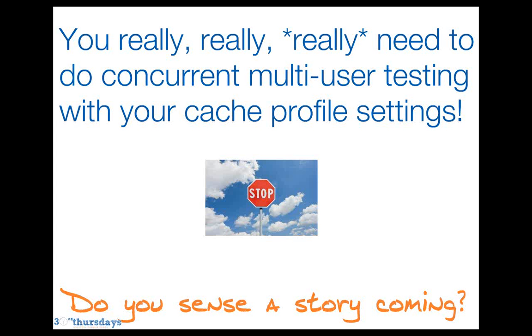So I had to go back and test my profiles and add additional characteristics to be used as part of those cache keys. Had I not done that, users would be seeing each other's data. And that's why you need to do multi-user concurrent testing, because if you don't, you're never going to see these situations where users are seeing one another's information.